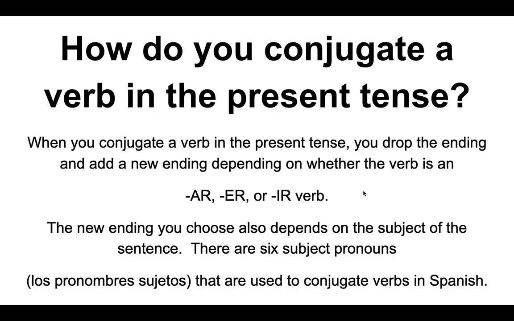And that is true. So, how do you conjugate a verb in the present tense? When you conjugate a verb in the present tense, you drop the ending and add a new ending depending on whether the verb is an AR, ER, or IR verb. The new ending you choose also depends on the subject of the sentence. Remember, as we talked about yesterday and reviewed, there are 6 subject pronouns, los pronombres sujetos, and those are used to help you conjugate verbs in Spanish as well.